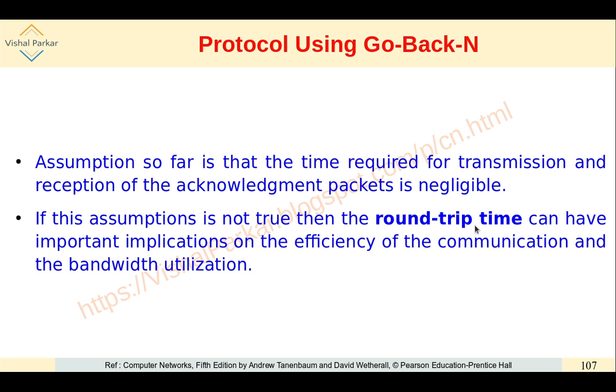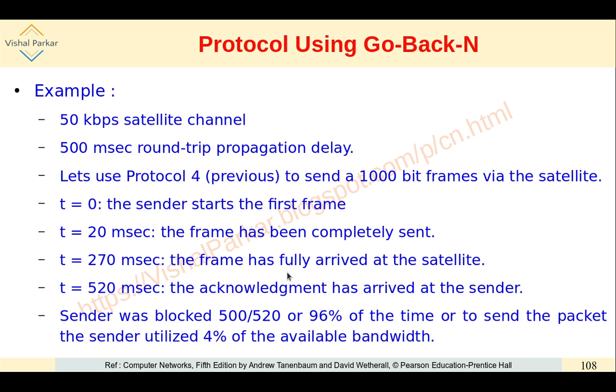And there will be a round trip time for the packet sent from A to B and its corresponding acknowledgement received back at A. That is what is called the round trip time. This particular round trip time can have important implications on the efficiency of the communication and the bandwidth utilization. We'll see this with one example. Imagine one arbitrary satellite channel with 50 kbps bandwidth. That means 50,000 bits per second can be transmitted.